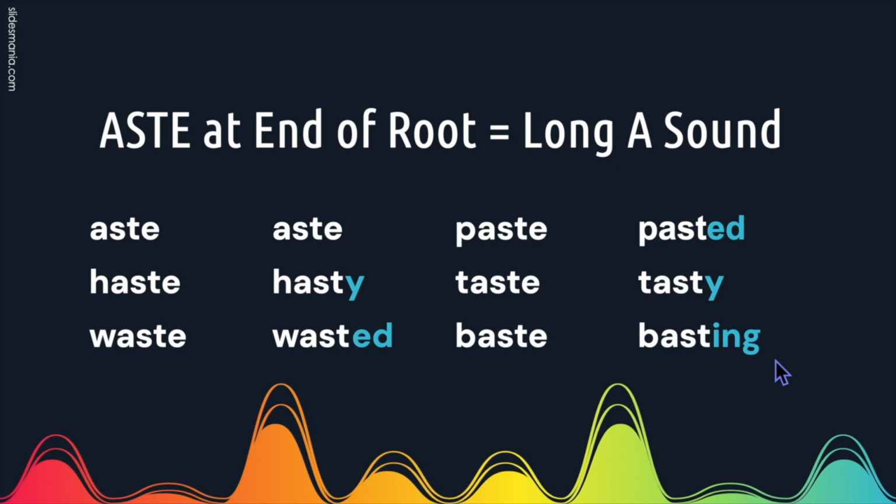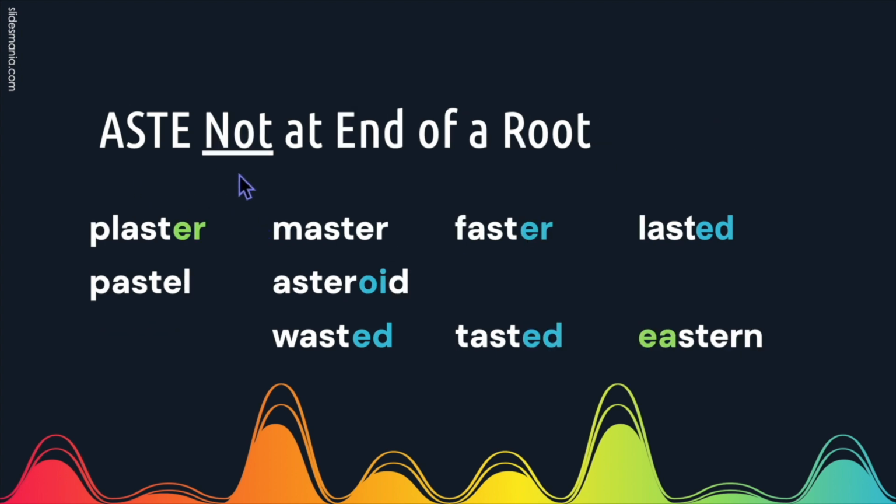Basting. If you have ASTE not at the end of a root, it will usually have the short A sound. Notice in this word we have ASTE, but in this case it is part of the root word and is not a suffix added to a root word. So this word will have a short A sound and will be plaster, master, faster.